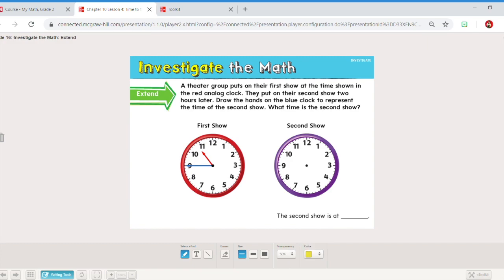And here we go. A theater group puts on their first show at the time shown on the red analog clock. All right, here's their clock, the first show. I'm going to put that's when their first show is.